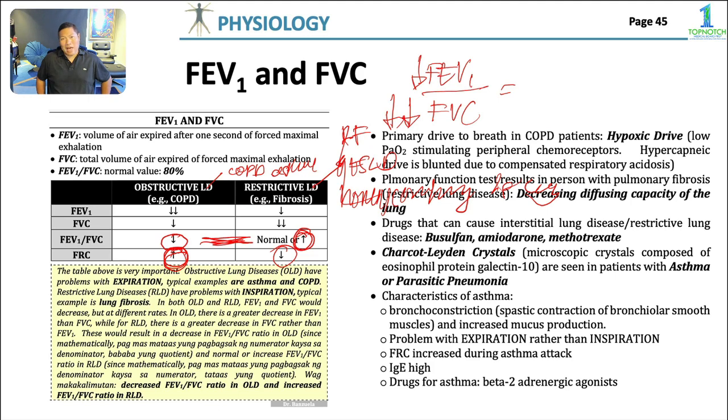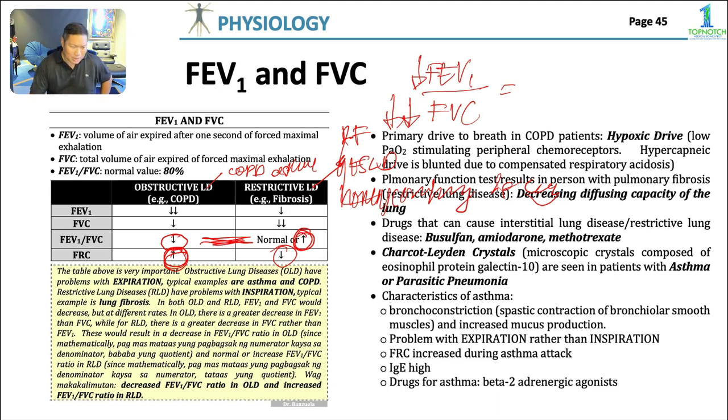Parang ano yan eh, parang tao, pinagtripan mo, sabi mo, oy, tol, punta ka dito sa buffet, libre ko. Then pagdating niya sa buffet, sabi mo, oh, sinabi ko lang pumunta ka dito sa buffet, di ko sinabing kumain ka. So at the end of the day, yung niyaya mo na tao, namatay pa rin sa gutom. So ganun din dito. Okay?